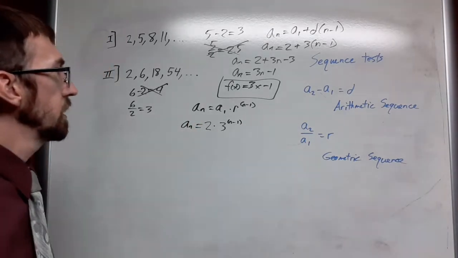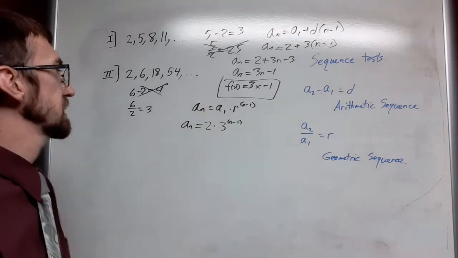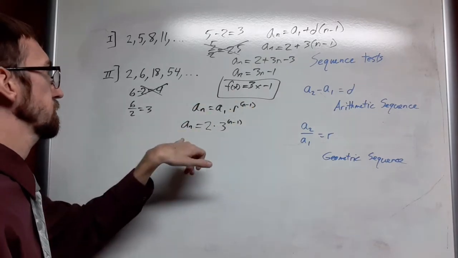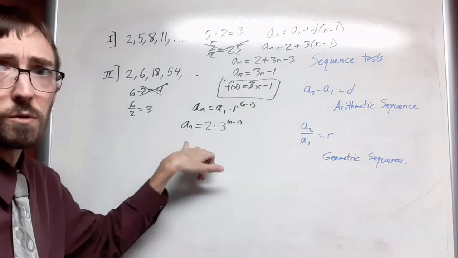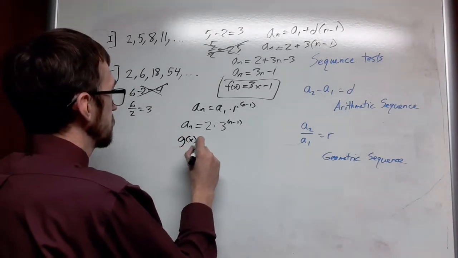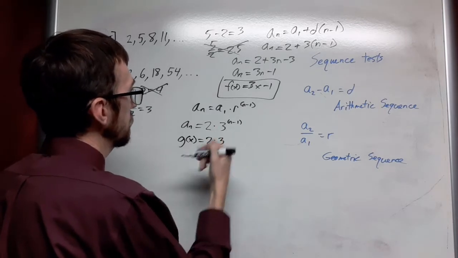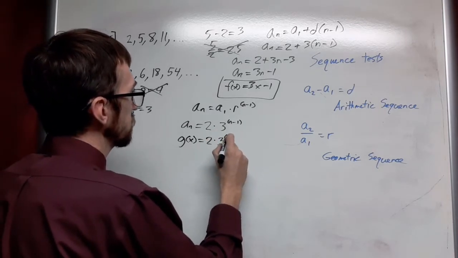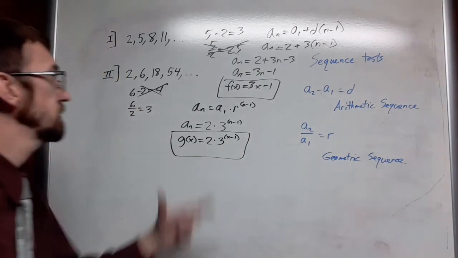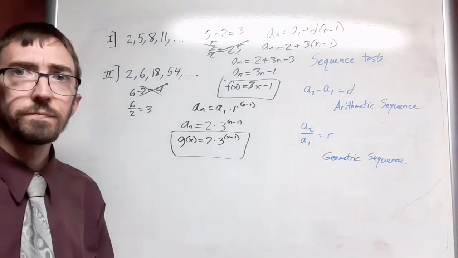We look through: is there anything to simplify? There is not, and so now I'm going to rewrite this in function form. I've already used f of x here, so I'm going to use g of x down here. I'm replacing a sub n with g of x, keeping the 2, keeping the multiplication, keeping the 3. The n is going to be switched to an x. And so this is my function that will generate this sequence.